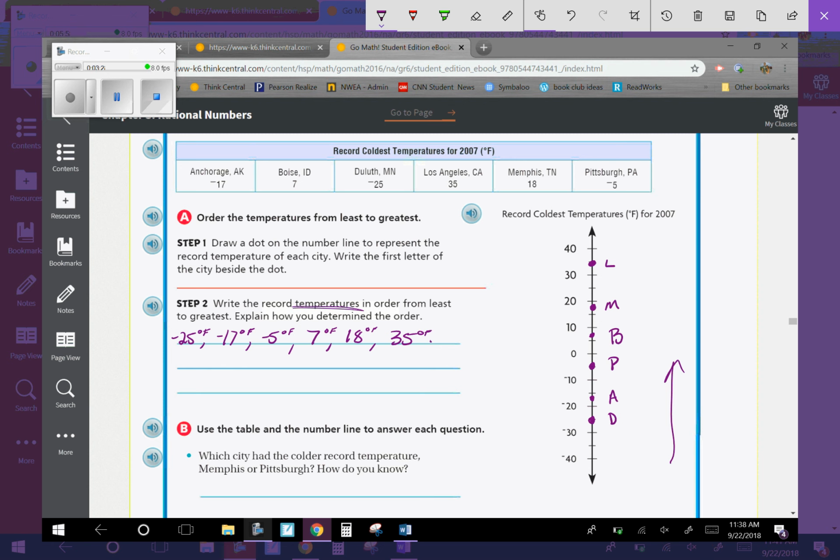Now, it also says to explain how you determine the order. And I just listed the temperatures in order as they appear, from the bottom to the top, on the number line.